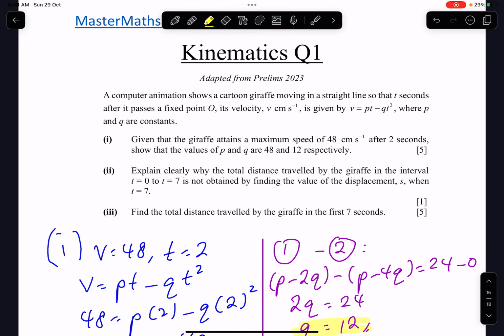Okay friends, let's go through this kinematics problem. A computer animation shows a cartoon giraffe moving in a straight line so that t seconds after it passes through a fixed point O, its velocity v is given by v equals pt minus qt squared, where p and q are constants. Given that the giraffe attains, meaning it achieves, a maximum speed of 48 cm per second after 2 seconds, show that the values of p and q are 48 and 12 respectively.